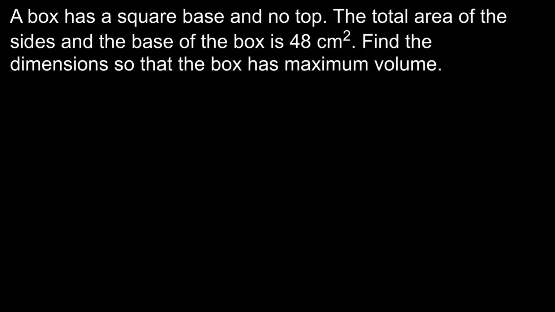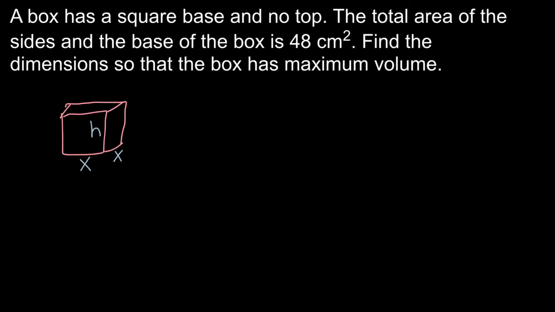So the first thing we're going to want to do is draw ourselves a picture. So we have a box that will look something like this. It's going to have a square base, which means that we can label the base as x and x, and it's going to have a certain height. I'm going to label that h. Again, when we're doing a minimum-maximum problem, it's very important to label the variables as variables, unless otherwise stated. If the question has a number that stays constant throughout, we can label it with that number. But if there's a chance that it might change, we want to leave it as a variable.